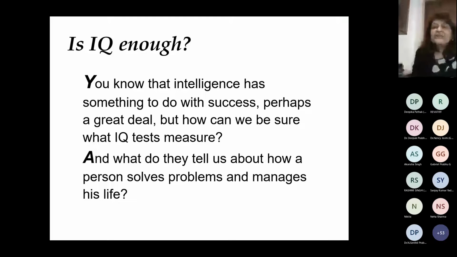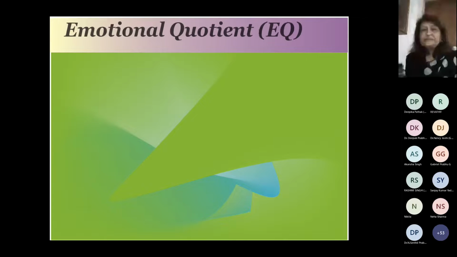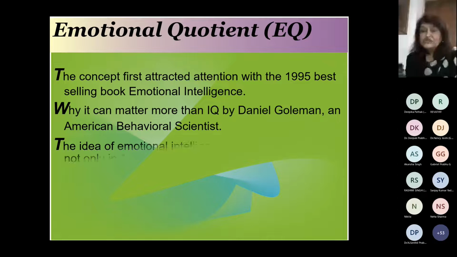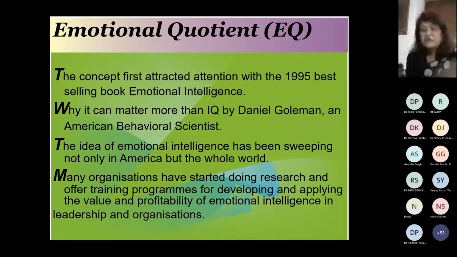Next slide. So, IQ is just how much you know, your technical knowledge. But emotional quotient was brought to light in the year 1995 by a book written by Daniel Goleman. And he was a behavioral scientist. And he said that emotional intelligence is the one that brings success to everybody's life, not intelligent quotient.